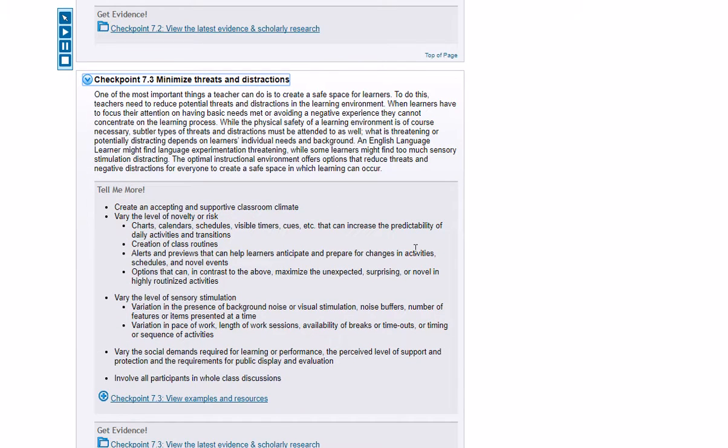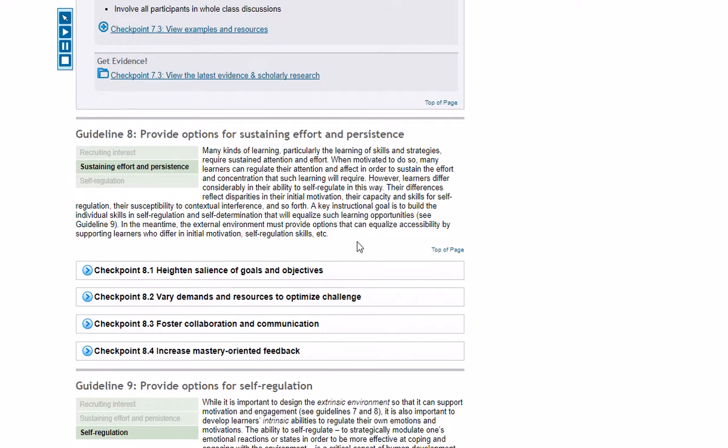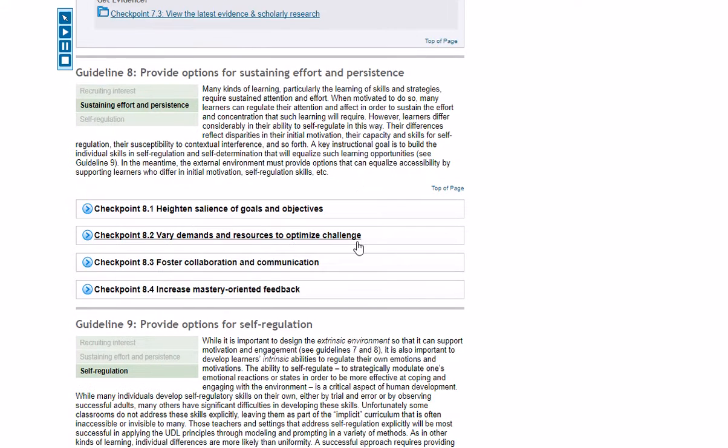And then talking about minimizing threats and distractions to try to create a supportive classroom climate, whether online or face-to-face, to vary the level of how new or how risky something is, to make sure that they know and have good calendars and schedules, that you've been using the due date function and course availability and setting expectations so they know where they stand, and to provide options for sustaining the effort. Okay, to bring up the goals and objectives, to make sure that the goals that you set, that you're including those through the course in different points, and point out how the different things are doing or tying back to the purpose of the course.